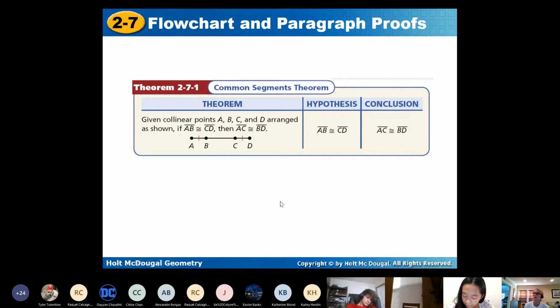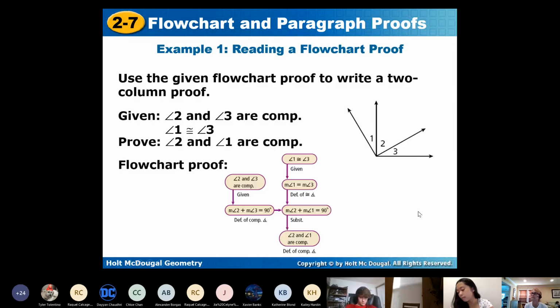Okay, so that's called the common segments theorem, and we can now use it. That's really all we have to do, is introduce it and we can use it. It's in your book, and I will post this later if I go a little too fast. Otherwise, I'm going to go on to the next slide.